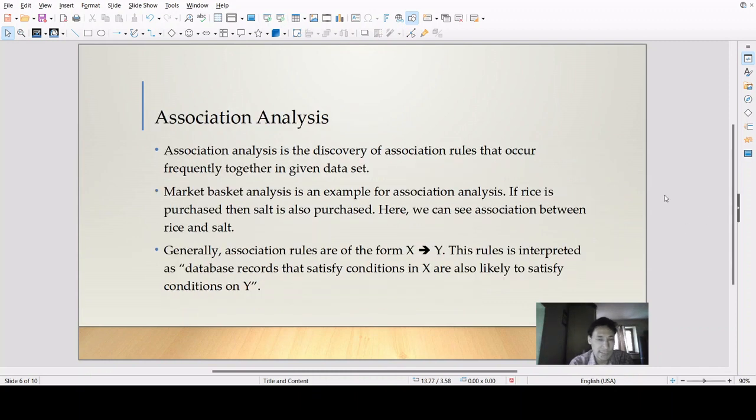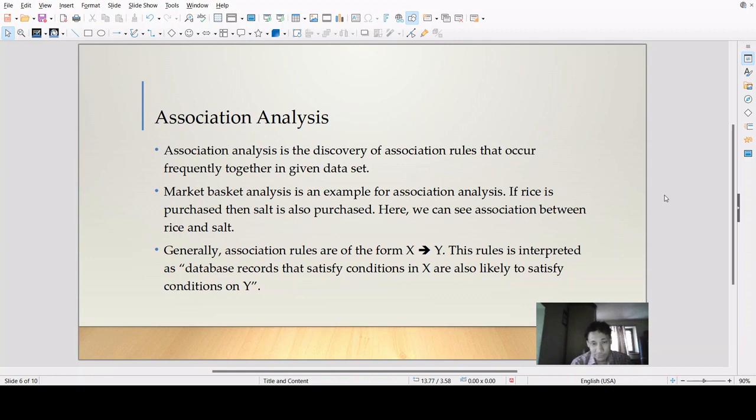Association analysis is another functionality of data mining. Association analysis is the discovery of association rules that occur frequently together in a given dataset. We can consider the transactional database of a department store. In the transactional database, there will be data about products that have been purchased by the customers. Customers will be purchasing one item or more than one item at the same time.